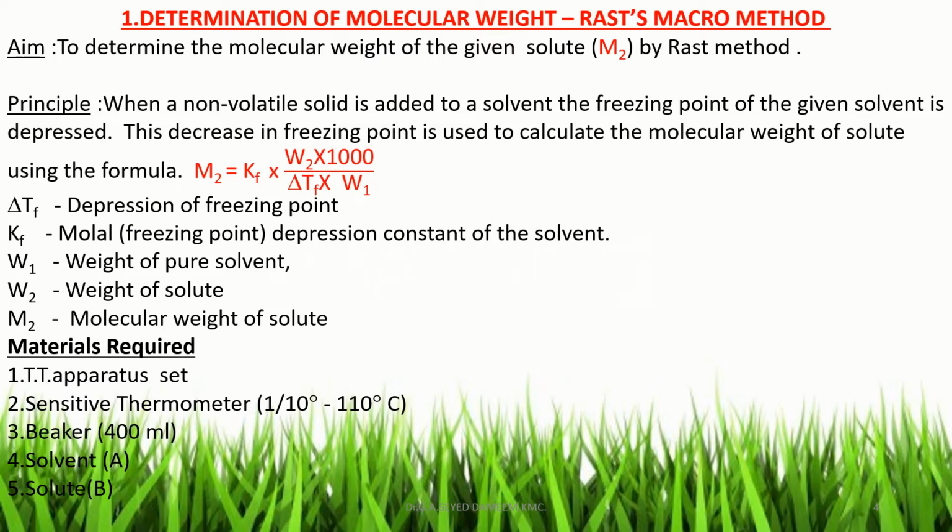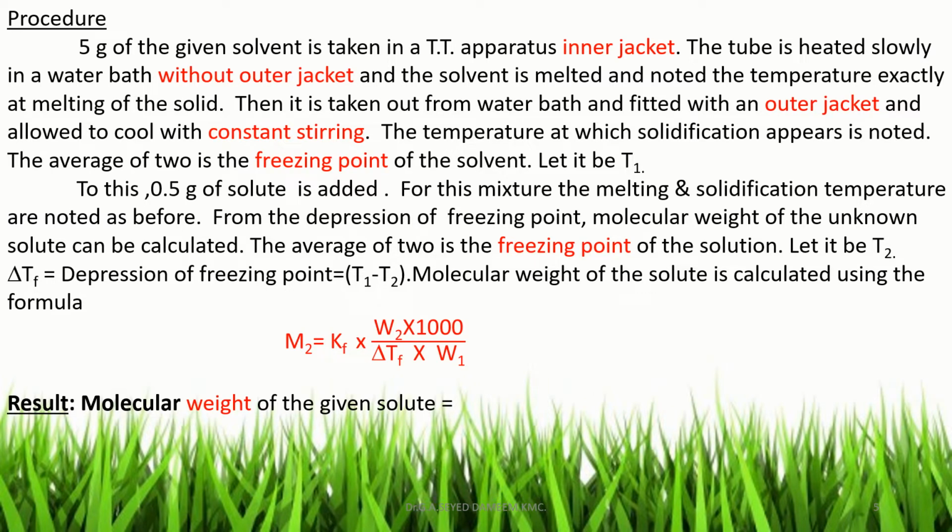Now, the materials required for the experiment: TT apparatus set, sensitive thermometer, beaker 400 ml, solvent, that is A, and solute B. Students, check the materials required for the experiment before starting the experiment. Procedure of the experiment: 5 gram of the given solvent is accurately weighed and taken in the TT apparatus inner jacket, and the inner jacket tube is heated slowly in a water bath without the outer jacket, and the solvent is melted and the temperature is noted exactly at melting of the solid.